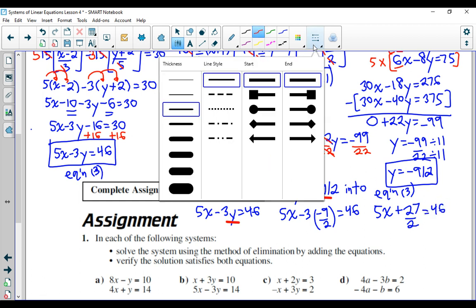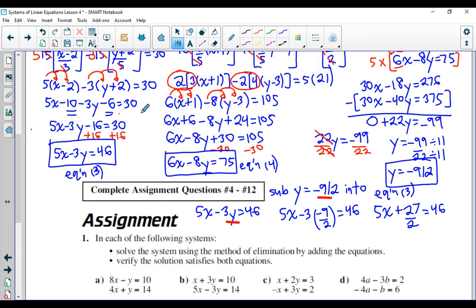So you'd have 5x plus 27 over 2 is 46. We need to get rid of that fraction. Okay, we don't want that. So we're going to multiply the entire equation by 2. 2 has to go here, here, and here.